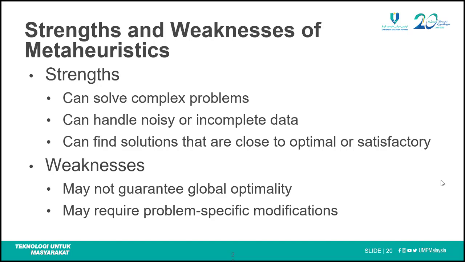Then it may require problem-specific modification. For a metaheuristic algorithm, we need to write a fitness function to solve a particular problem. For example, if we want to solve the spring problem, we need to write the objective function and also the fitness function for the problem. If we want to solve a vessel design problem, we need to write the fitness function for that problem, and so on. So we need to modify the algorithm according to our application.